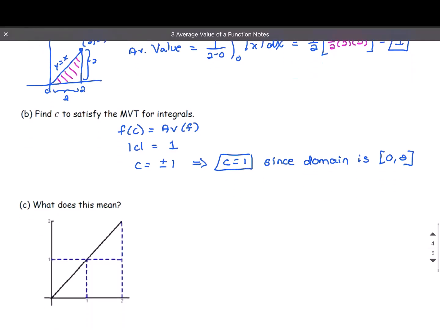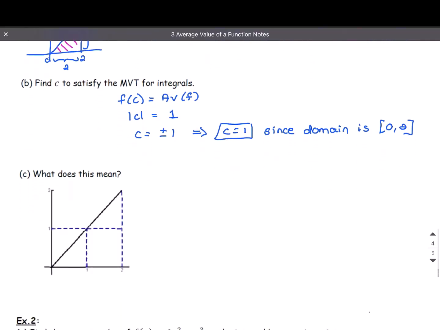Okay? Now, what does it mean that the average value is 1? What it means is, if you find the rectangle here that has a height of 1, notice the height here is 1, and it's happening at this c value 1. That's your c, okay? This is the average value. If you find the area of this rectangle, it's going to be the same as the area under the curve but above the x-axis.